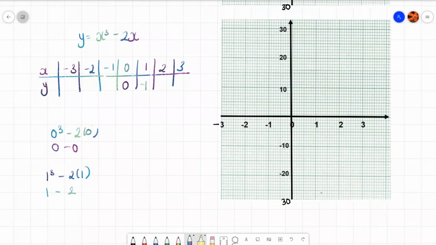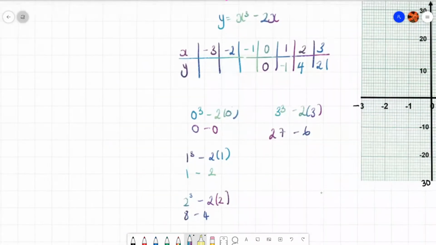Sometimes it helps to write it down like this. We're going to do 2 cubed minus 2 times 2. Well, 2 cubed we already know from above is 8, minus 4, which is 4. Okay, 3 cubed now. Let's do 3 cubed minus 2 times 3. Well, 3 cubed is 27 minus 6. Okay, 27 minus 6 is 21.